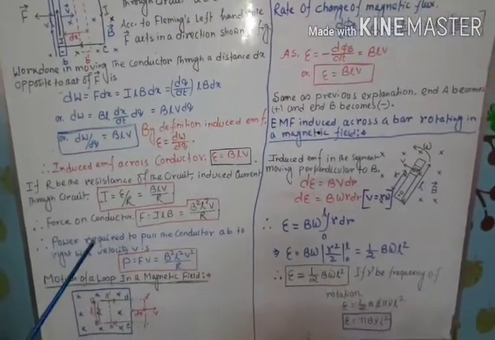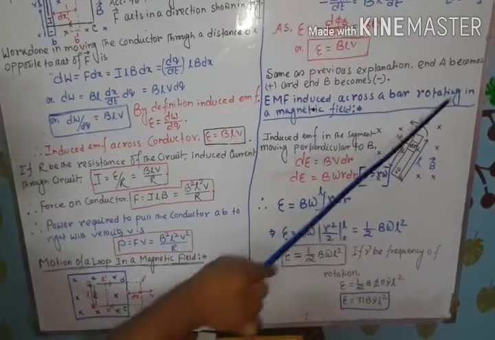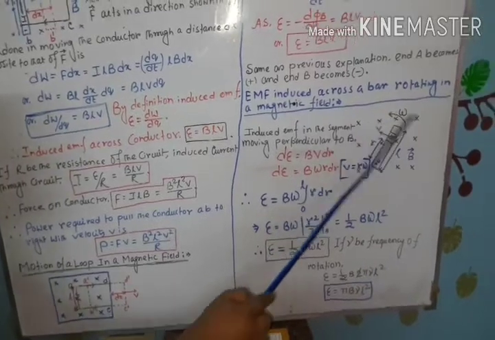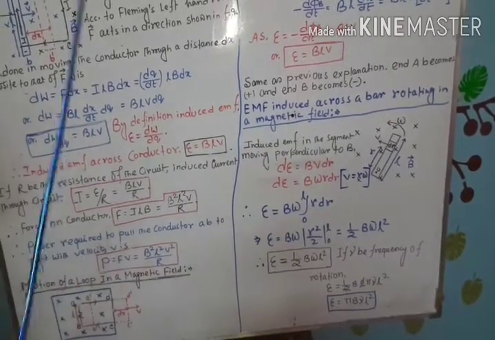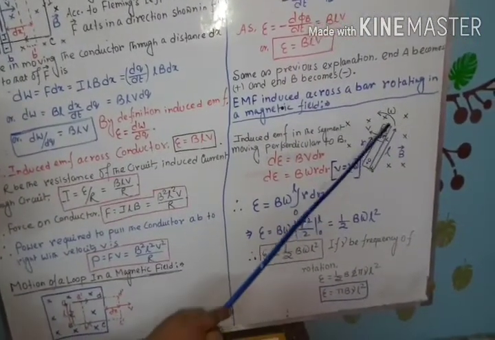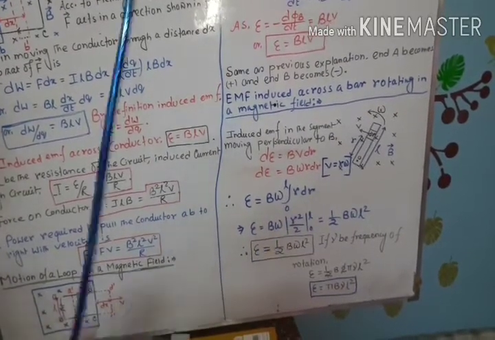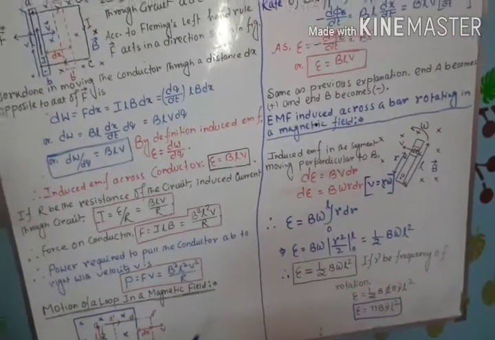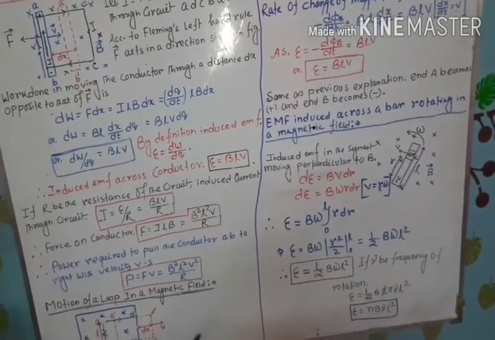Clear? Now students, lastly we want to derive the induced EMF whenever a bar is rotating in a magnetic field. Here we consider a magnetic field which is perpendicular to the whiteboard and directed inward. In this magnetic field, a bar of length L is moving with angular velocity omega about a pivoted point O. As the bar is rotating over the magnetic field, the magnetic flux linking with the bar changes. That's why an induced EMF is set up across the bar.